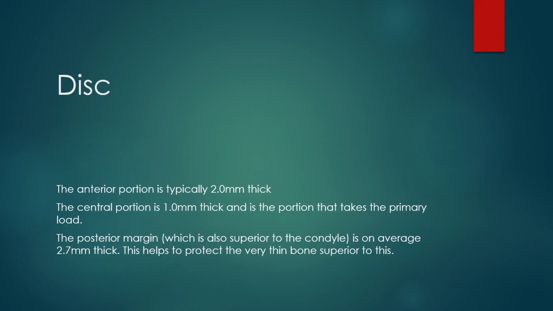That's just more about the measurements of the disc. So you can see the difference is about a millimeter between the anterior and the middle portion, just a millimeter thicker. And in the posterior, it's about 2.7 millimeters thick, so about 1.5 millimeters-ish thicker. So it's not a dramatic difference, but it's enough to help it to stay.